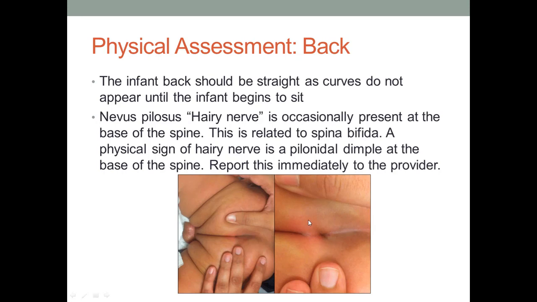I've seen babies that have a very pronounced dimple here, but they did not have spina bifida.